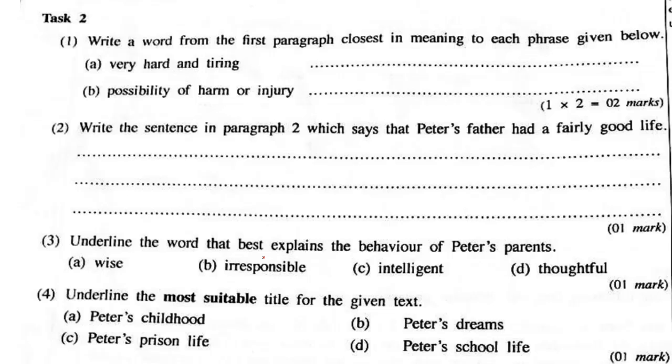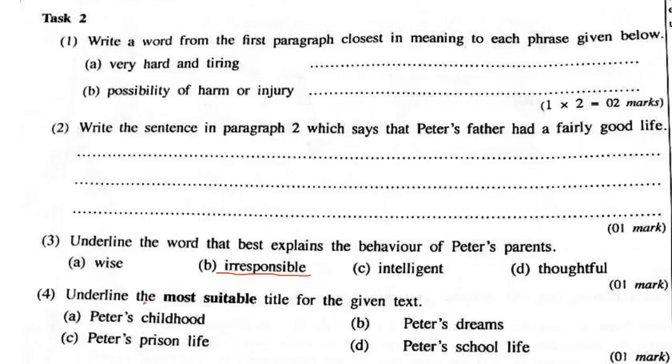Underline the word that best explains the behavior of Peter's parents. Were they wise, my dear children? No, they were not wise. They were not careful with money. Were they intelligent? You can't say about that. It is not given. Were they thoughtful? Did they think about Peter and how the children will suffer? No, they were not thoughtful as well. So they were irresponsible.